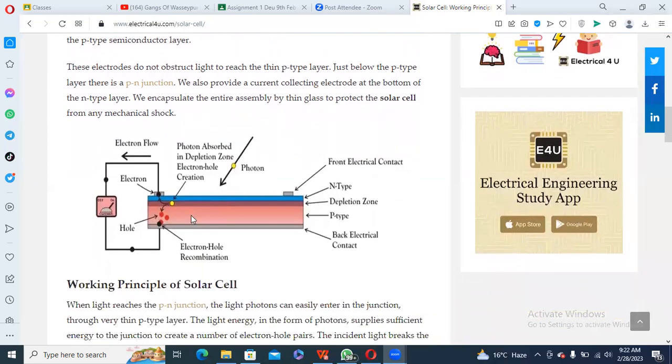You can see here a photon, electron, hole. This is the p-type, depletion zone, n-type. This is the front electrical contact, back electrical contact, photon. This yellow one is the photon, the black one is the electron, and the red one is the hole; electron-hole recombination is black and red. Red are the holes.